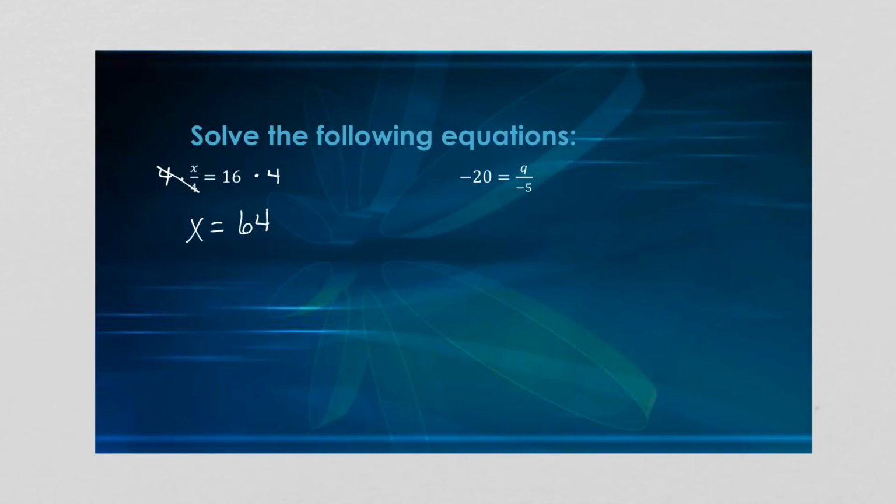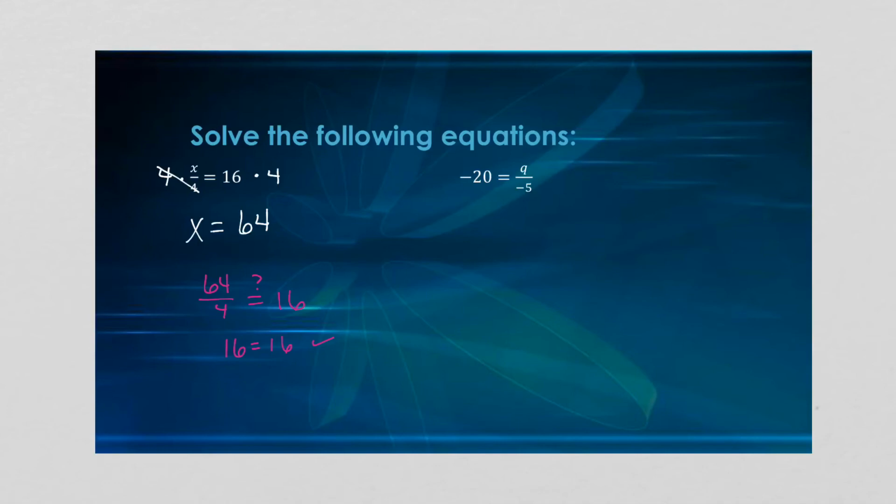And so if you try this out, again, I won't check all of my problems, but on this one, let me show you. If I take 64 and I put it in for x, so 64 divided by 4, is that equal to 16? Grab your calculators, try it out. 64 divided by 4 is 16. So there you go.